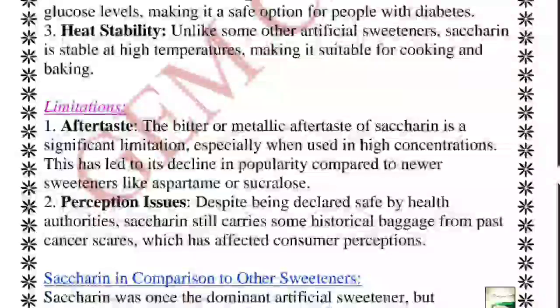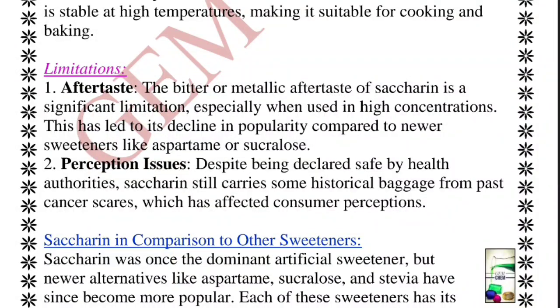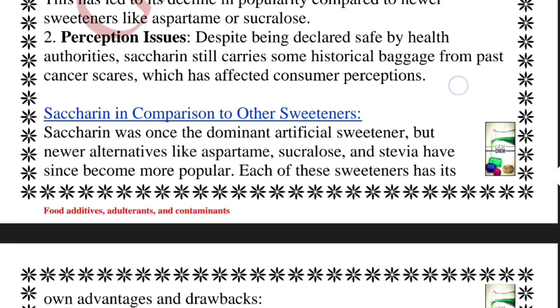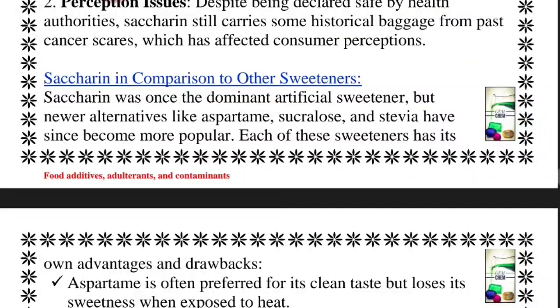But the limitation is that it has a bitter aftertaste and a perception issue. Despite being declared safe by health authorities, we can see that saccharin still carries some historical baggage from the past cancer scare, which has affected consumer perception. Now we need to have a comparison with other sweeteners of saccharin.